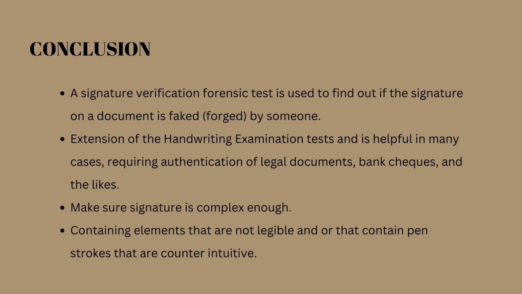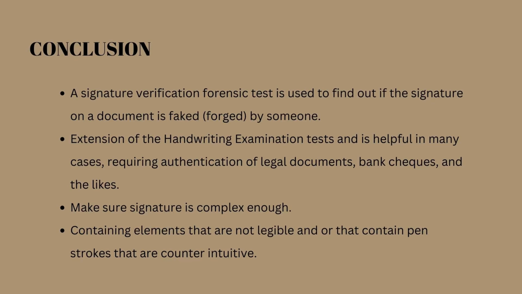In conclusion, the authenticity of a signature in dispute can be determined by referring the disputed document, either the original or the photocopy, along with the other documents where the signature of the person is found. The signature verification forensic test is used to find out if the signature on the document is forged by someone or if it is the original. The signature verification itself is an extension of the handwriting examination test, and this is helpful in many cases requiring authentication of legal documents, bank checks, and many more.